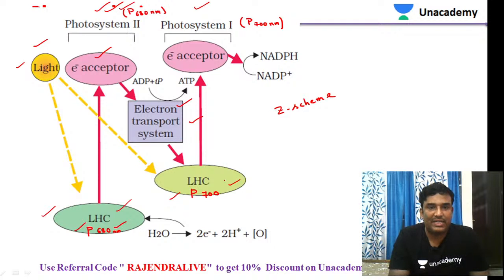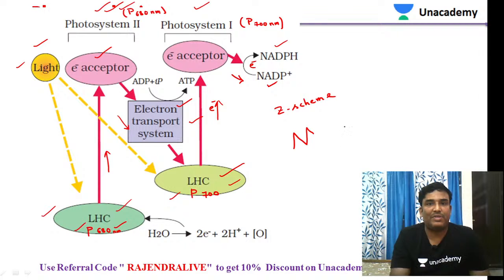From there, electrons are received by photosystem 700. From there again, electrons are finally received by NADP to form NADPH. In this movement of electrons, first it is an uphill process, then a downhill process, and again an uphill process and a downhill process. Such a scheme is called the Z scheme.